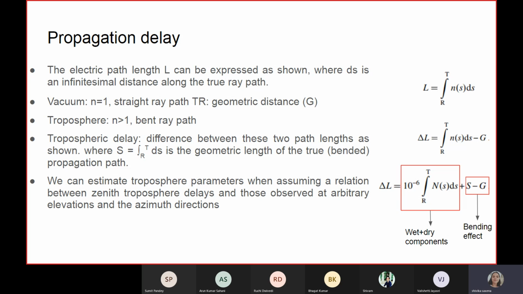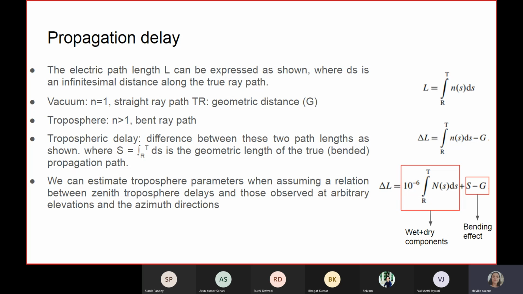So we can estimate tropospheric parameters when assuming a relation between zenith tropospheric delays and those observed at arbitrary elevation and azimuth angles. We'll see about this point later in the later slides. What is zenith and what are the delays in different directions. Okay. So you understand the wet and dry components of the tropospheric delay are due to that refractivity capital N here in the first red box. Okay, the capital N refractivity, as we have seen in the previous slide, is divided into two portions, wet and dry portions. Because of that, we have tropospheric delay in two portions, that is wet and dry components.